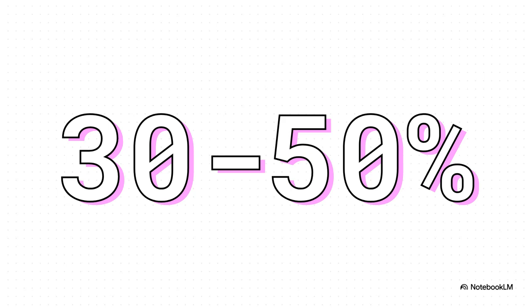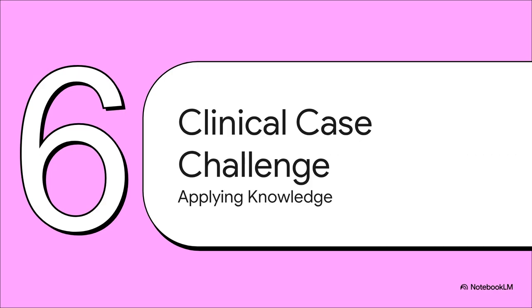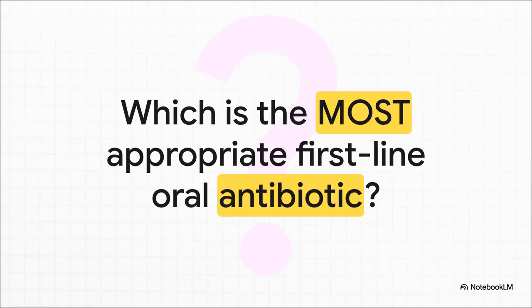All right, to wrap all this up, let's apply everything we've covered in a quick clinical case challenge. So consider this case. A 28-year-old, non-pregnant woman comes in with the classic signs of uncomplicated cystitis, and her dipstick is positive for nitrates. Based on the likely pathogens and those resistance patterns we just talked about, which one of these options is the most appropriate first-line oral antibiotic?